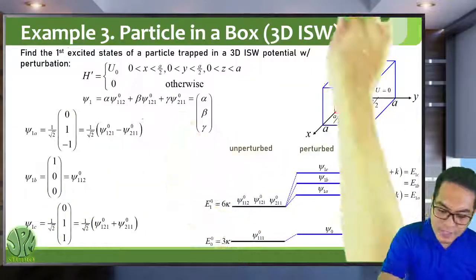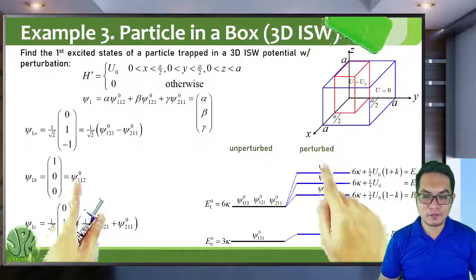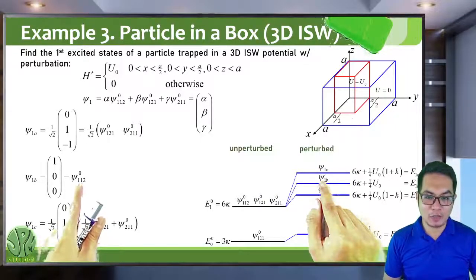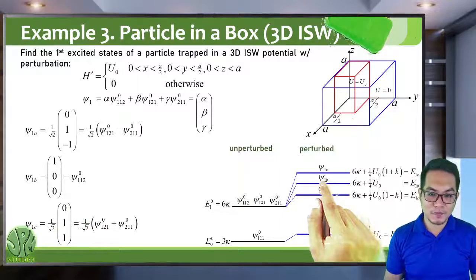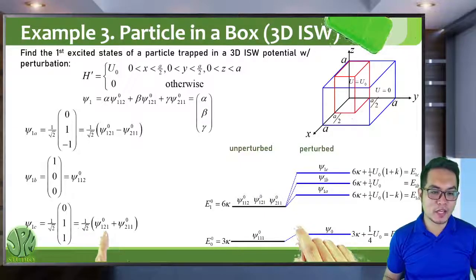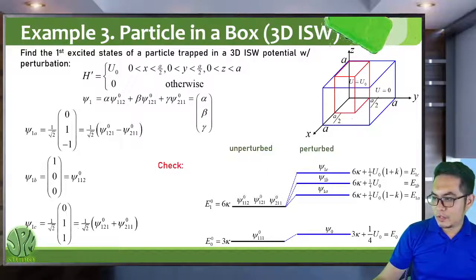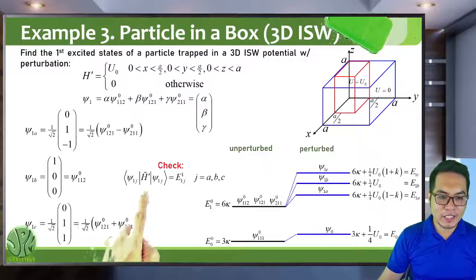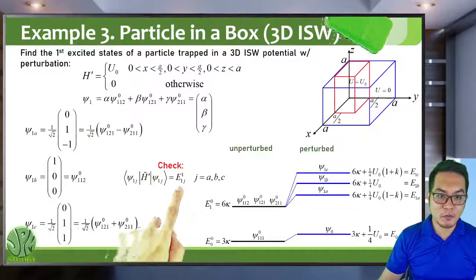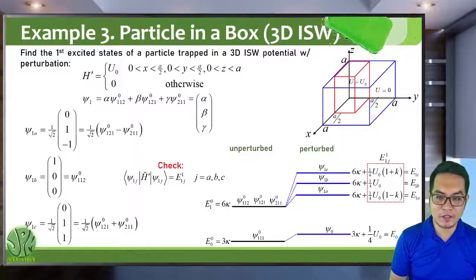You solve their corresponding eigenvalue equations, and you get this result. So psi 1b, the second state, is this one. It's just exactly equal to psi 112, which is originally our psi 1b. And this is our psi 1c. It's a combination of psi 121 and psi 211. So you need to check that if you take the inner product of say psi 1a, H prime, psi 1a, you should get E1A1. You should get the first order correction in energies.